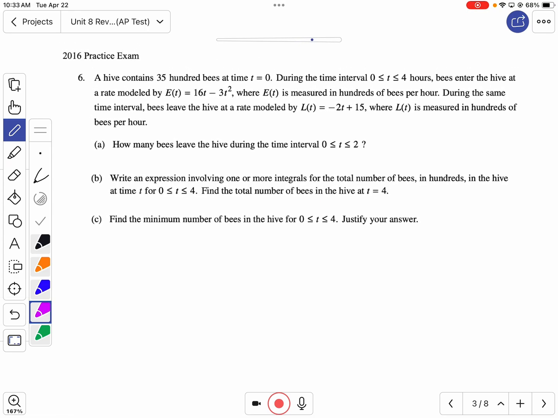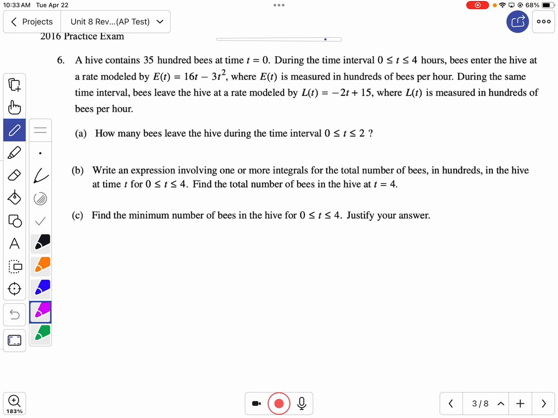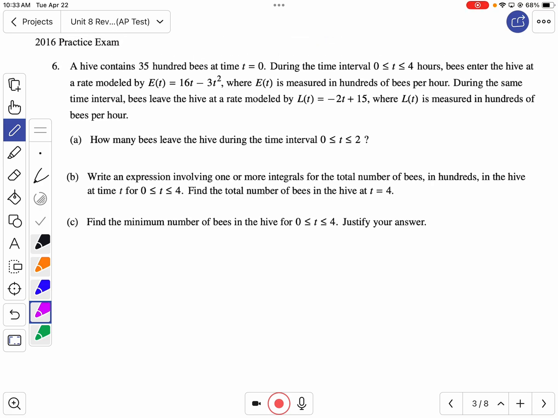So let's do a little something. This is an actual released free response from a practice exam from 2016. It's the B problem. During free response blitz, we're going to do all the problems that have names.